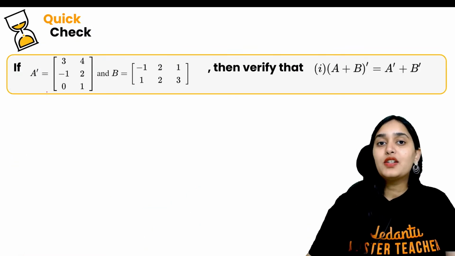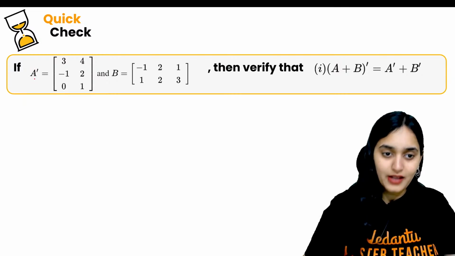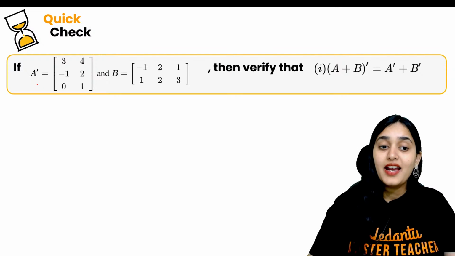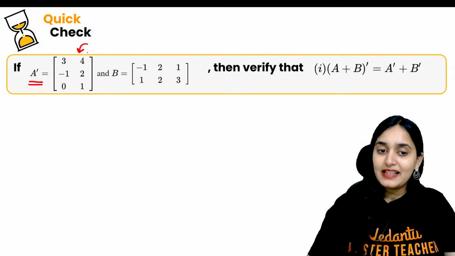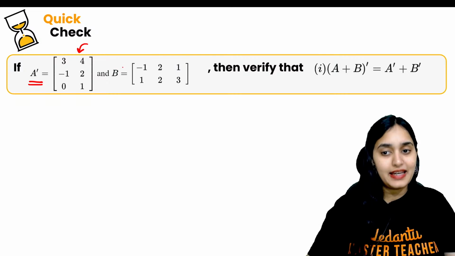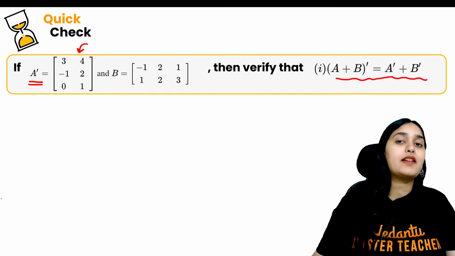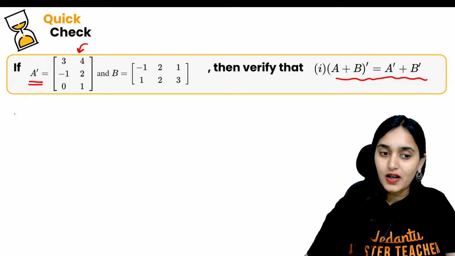Now, let's do a quick question based on this concept. Here they are saying that A transpose is this, B matrix is this, then verify that A plus B whole transpose is equal to A transpose plus B transpose.